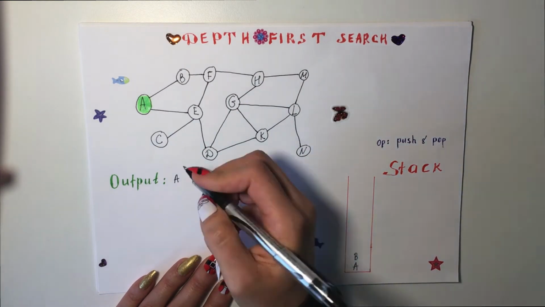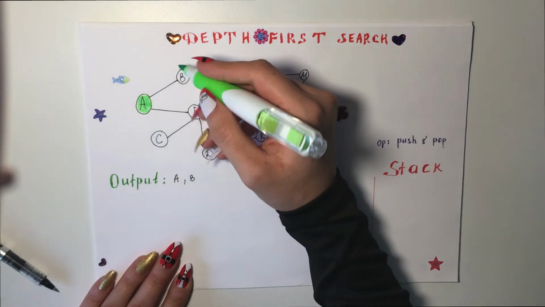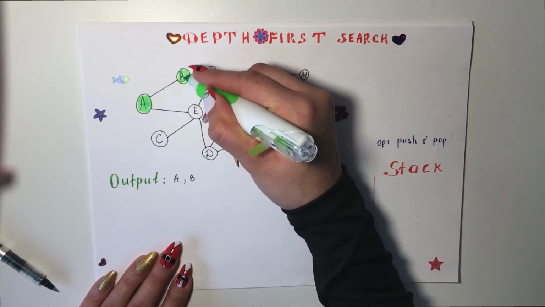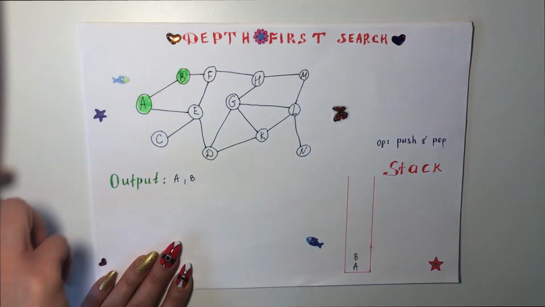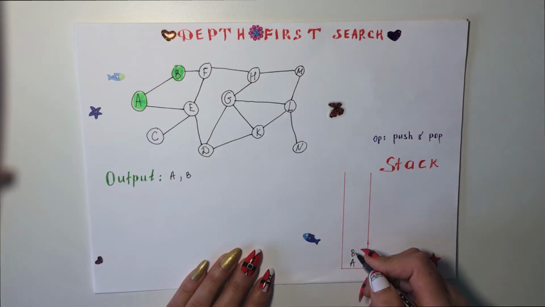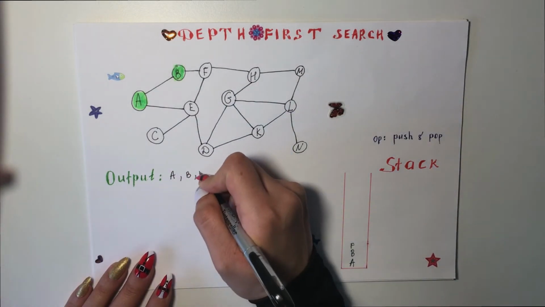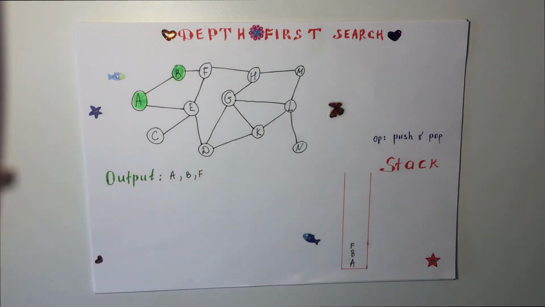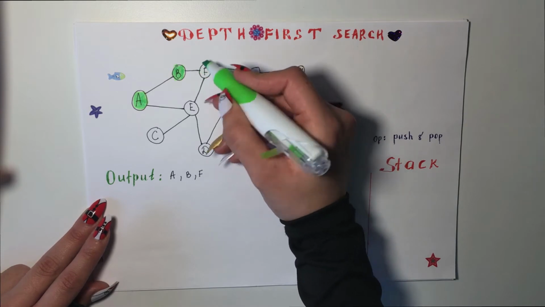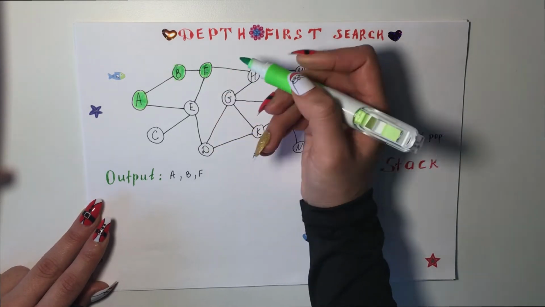We are pushing node B on the top of the stack, adding it to the output and marking it as a visited node. B has only one adjacent unvisited node, which is F. We are doing the same procedures for node F, pushing it on the top of the stack, adding it to the output sequence, and finally marking it as a visited node.